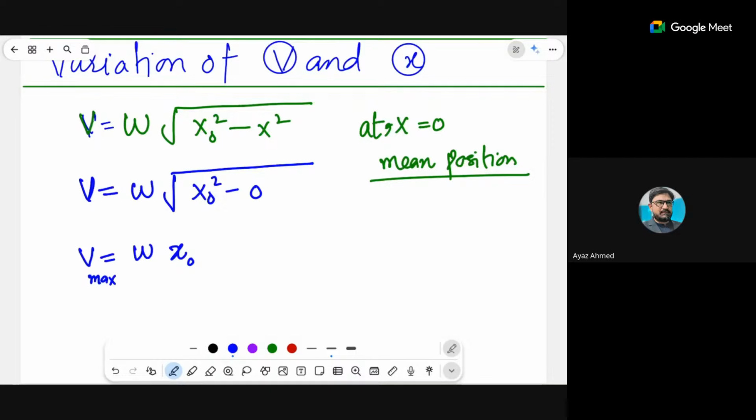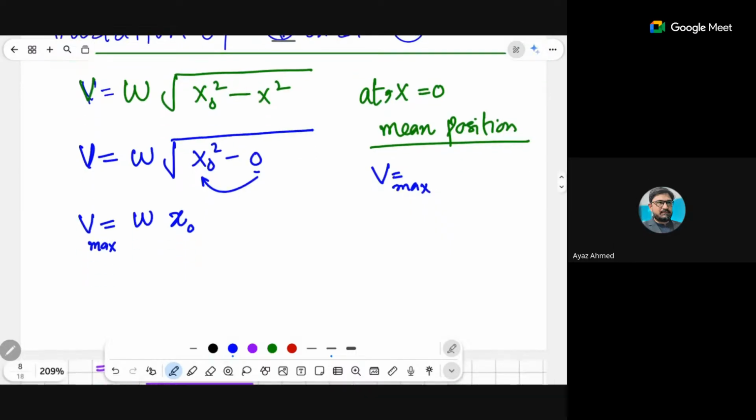Velocity. Actually, velocity is maximum here, because when your displacement is zero, you have placed all these values here and you got that v is equal to omega x naught. So this is the maximum velocity of any oscillator. V is maximum at the mean position.